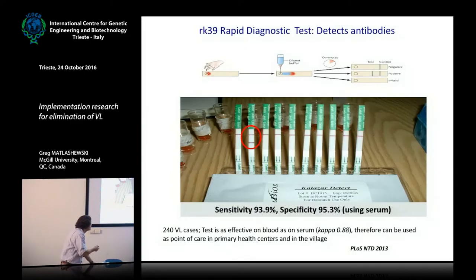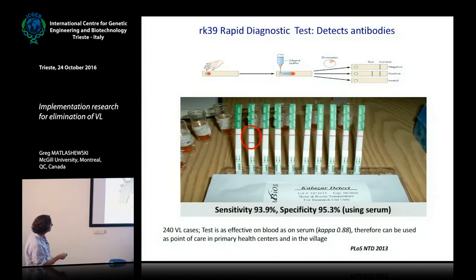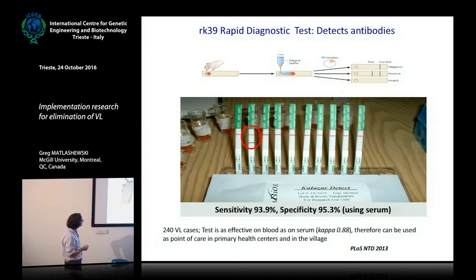And you can see here what a positive test would look like. These are all negative here. There's no line here, so this is a negative test. This is produced by InBios. There are other ones available. This one was actually developed by Steve Reed at the Infectious Disease Research Institute in Seattle, and then it's produced by a company called InBios.